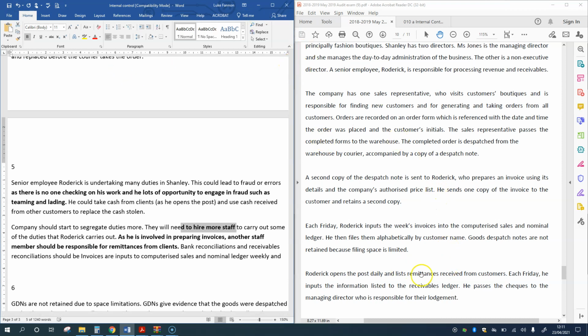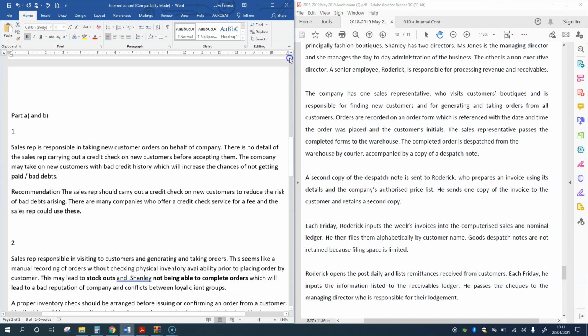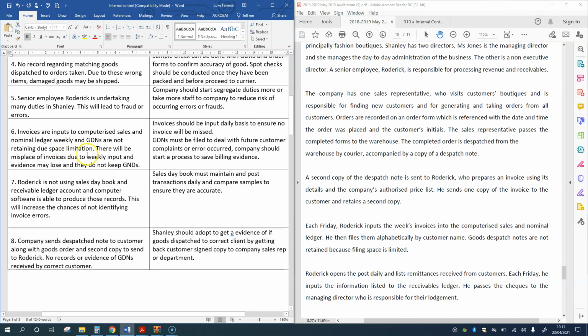What else was there? He shouldn't be opening the post by himself, as another weakness. Filing alphabetically by customer name isn't great. Invoices should be... well, I suppose maybe you could argue. Let's see what else. Oh yeah, goods dispatch notes are not recorded, or not retained, which is definitely a problem. That was a big problem. Yeah, and there's two issues here. So if a student has two things here, they could just focus on one and had the invoices as number 7.